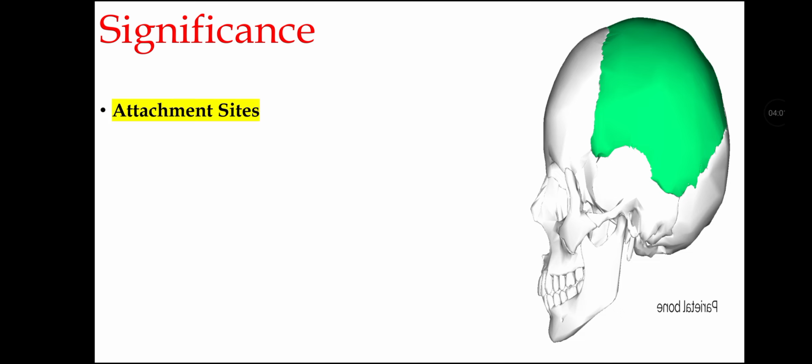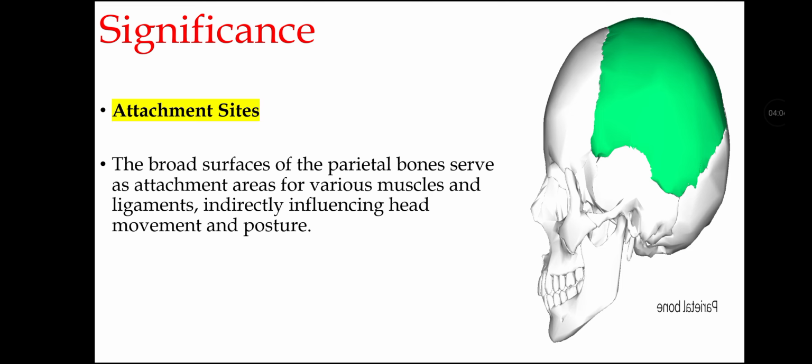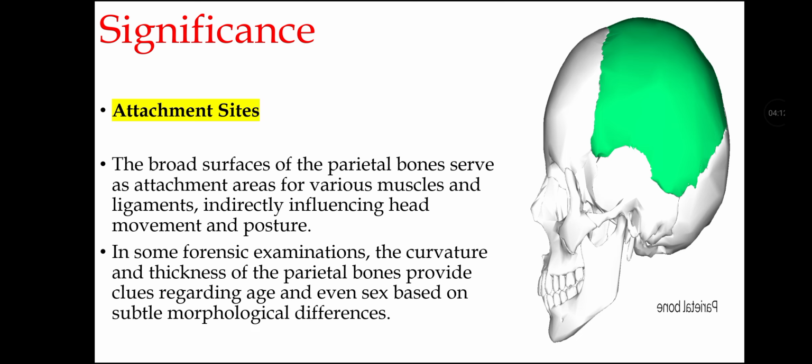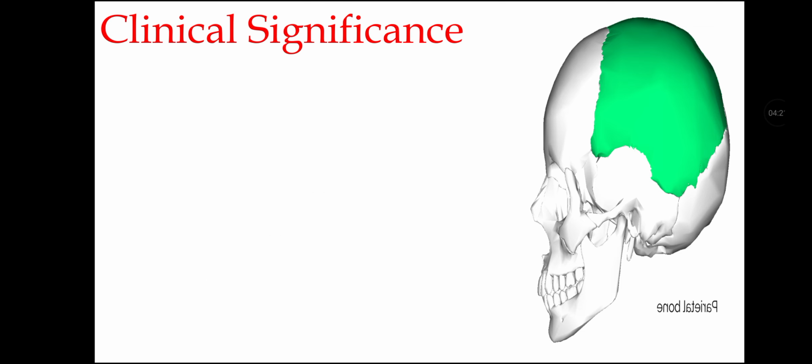The third significance is the attachment site. The broad surfaces of the parietal bones serve as attachment areas for various muscles and ligaments, indirectly influencing head movements and posture. In some forensic examinations, the curvature and thickness of the parietal bone provide clues regarding age and even sex based on subtle morphological differences.